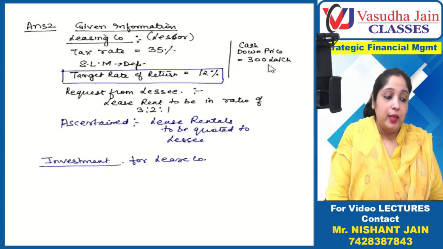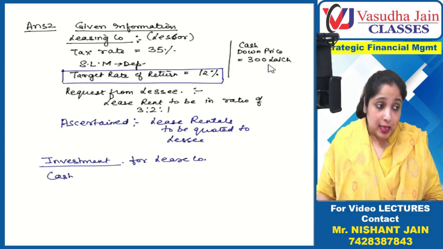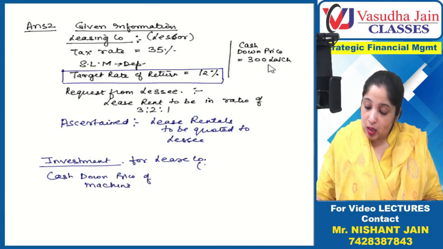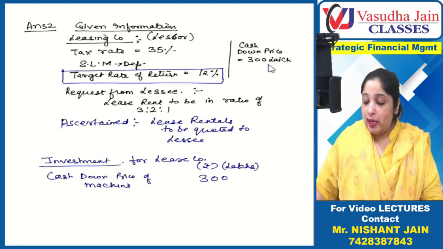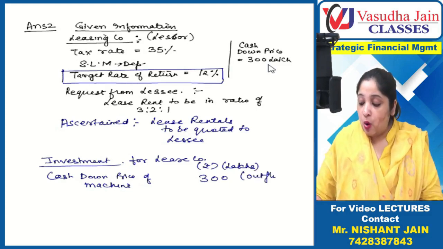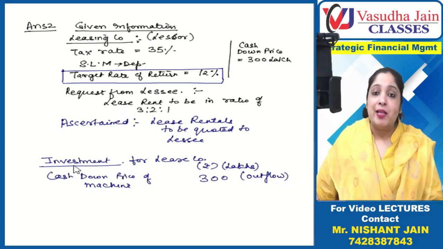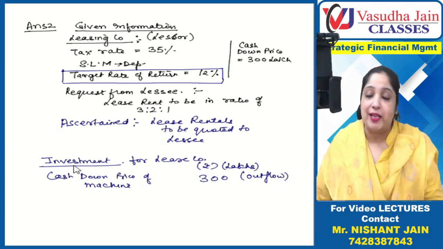So let me write whatever the investment, whatever his outflows are. So first of all, the cash down price of the machine is how much, in rupees lakhs? 300 lakhs. Now is this the only outflow, or is there some other outflow or inflow? Because I want to know what is his net investment in this project. Fair Finance company is making how much net investment?